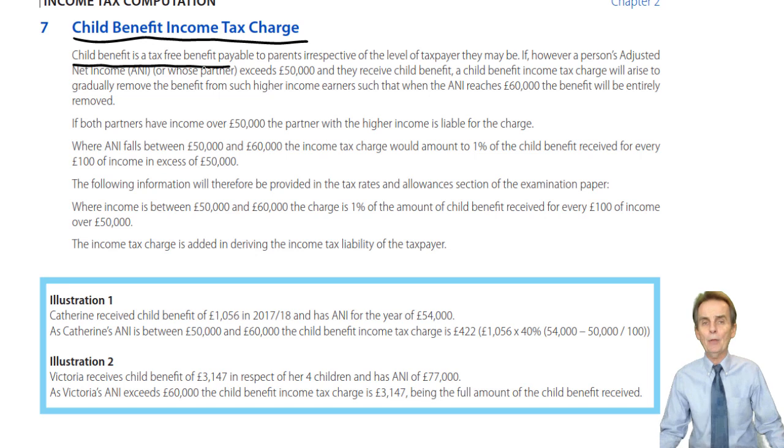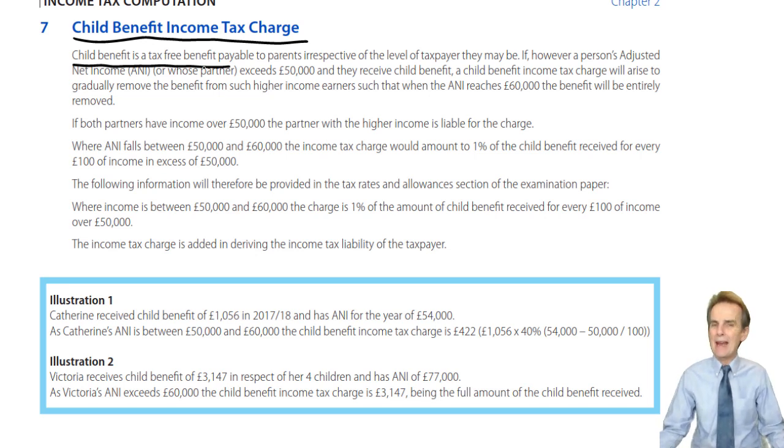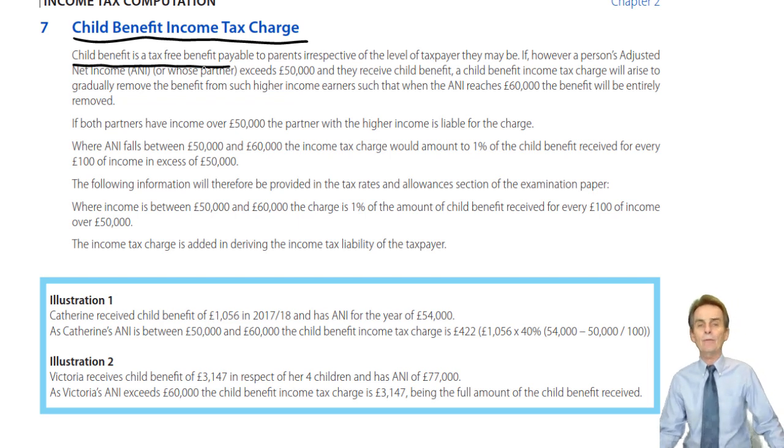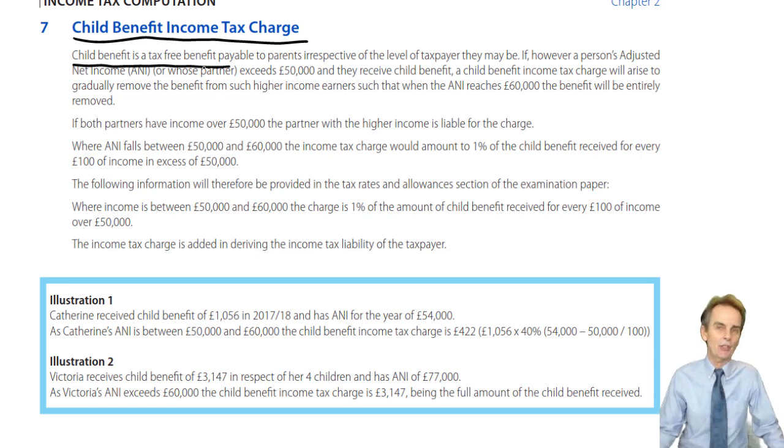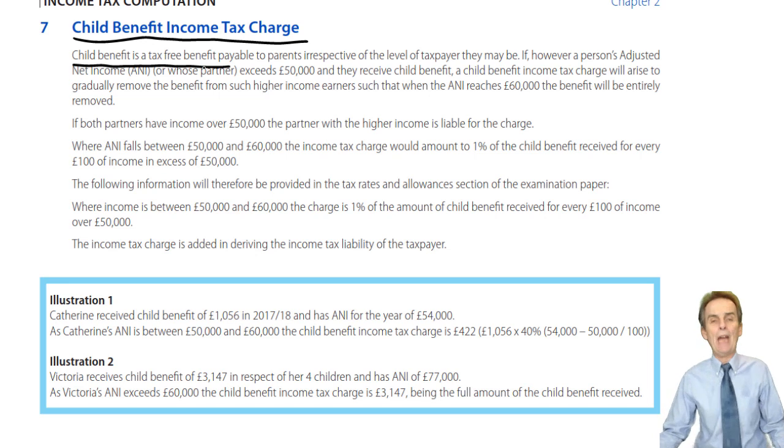What has now happened is, although the benefit itself will still be exempt, if we discover that we have an adjusted net income, a figure I'll remind you about in a moment, in excess of £50,000, then you start to lose the benefit of that state benefit in the form of a tax charge placed thereon, a figure that will be added in deriving the taxpayer's overall tax liability. Again, it's a sliding scale.